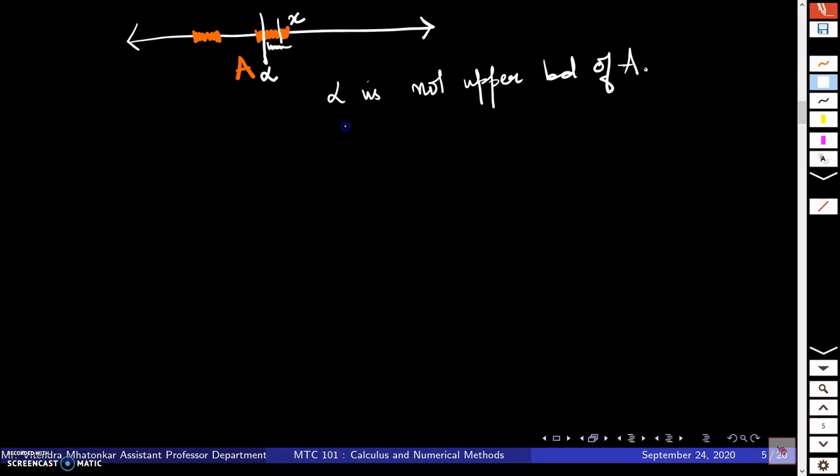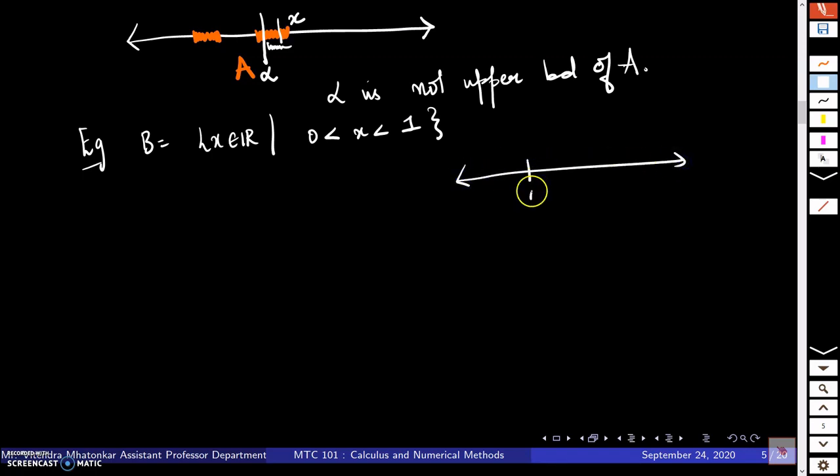Okay, so then you can say that alpha is not an upper bound of A. For example, let's take one more set. Look at the set B, which is the set of all real numbers strictly lying between 0 and 1. Let me put it on the number line. 0 is here, 1 is here, and all the numbers which are bigger than 0, 0 is not included in this set, and all the numbers which are less than 1, again 1 is not included in this set. So all these are the elements of the set B here.